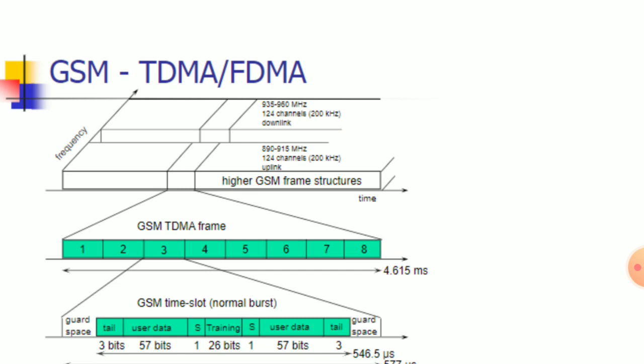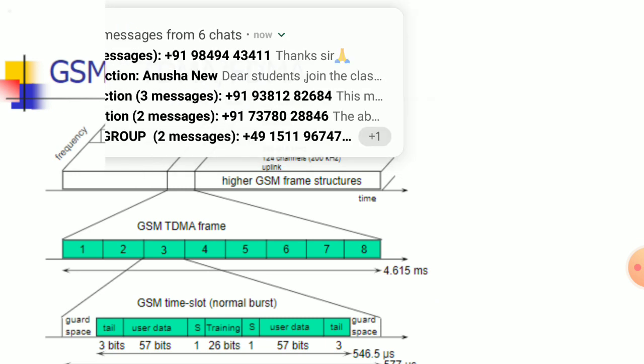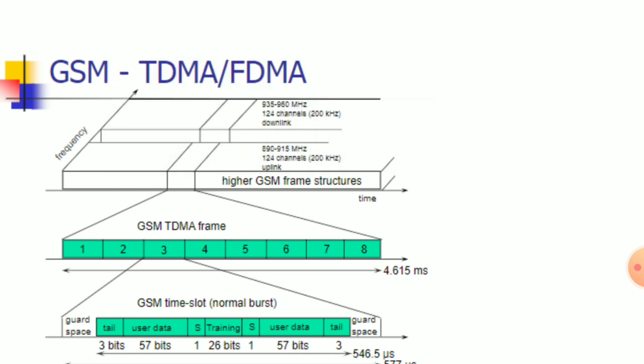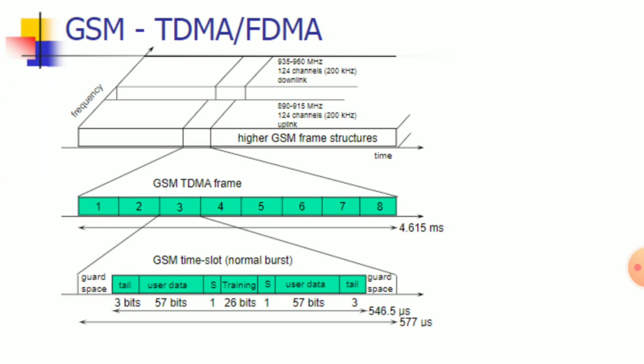The frequency is the same, but it ranges over 200 kilohertz only, for both uplink and downlink. Both are provided. And the GSM TDMA frame provides 4.65 microseconds. A group of 8 bursts makes up one single frame, the TDMA frame.